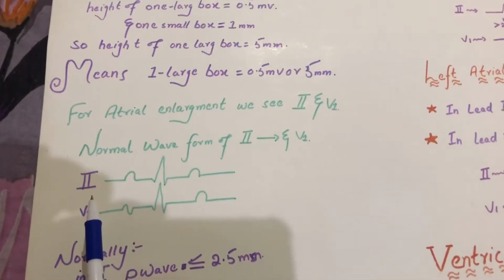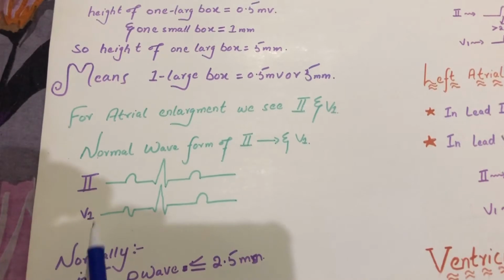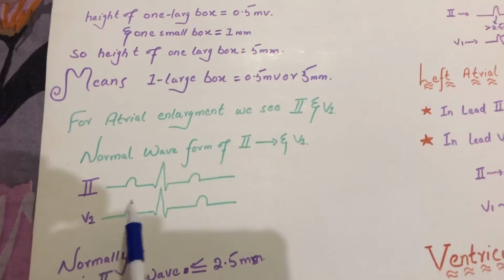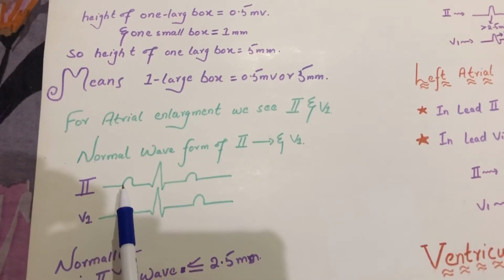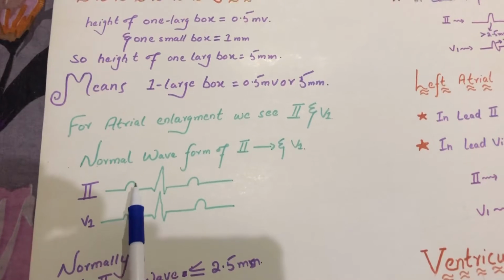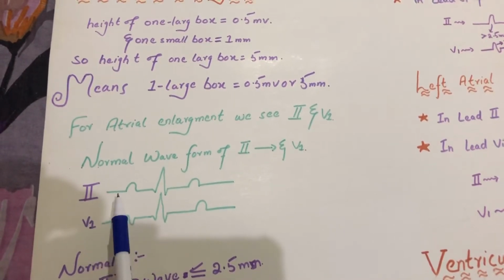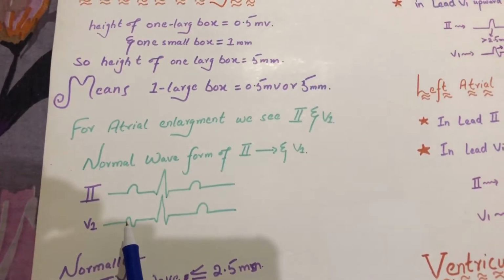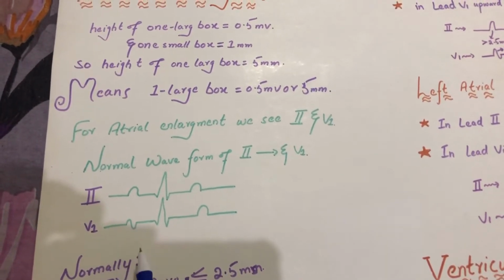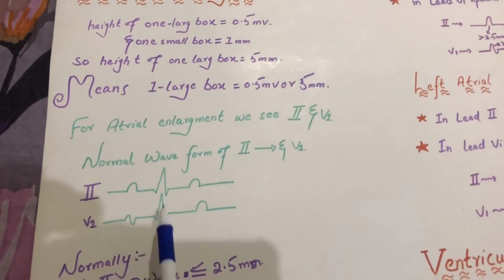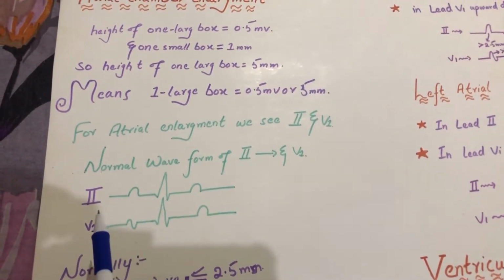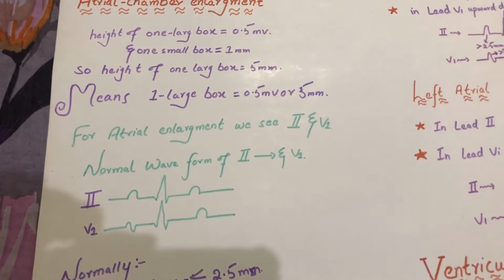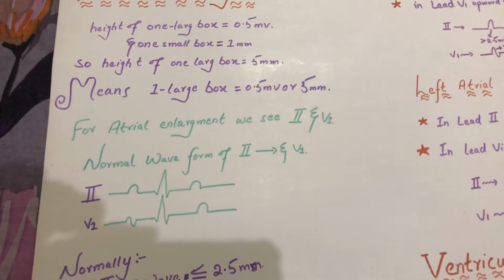Now look here, there are two leads that we are going to use for the atrial enlargement. One is lead number 2 and the other is V1. The P wave is only an upward deflection, a uniphasic wave, in lead number 2, and in V1 the P wave is biphasic. One is upward deflection and the other is downward deflection. Okay, and this is actually the normal physiological form of the P wave in lead number 2 and V1.